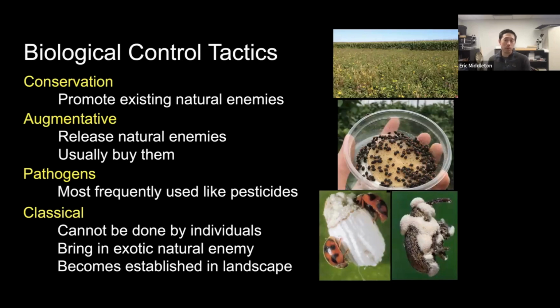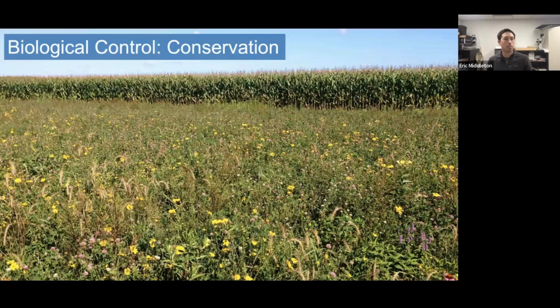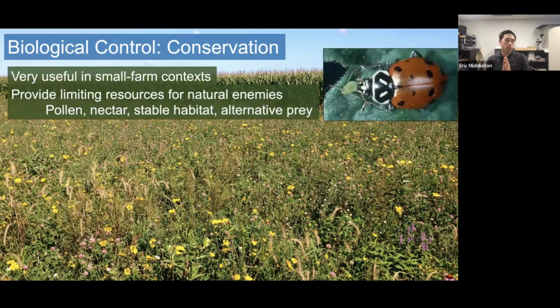But some of the ones that are going to be most useful, oftentimes for more small-scale diversified farmers, are things like biological control. This is something I did my PhD research on, and I think it's a particularly interesting one. Conservation biological control is very useful in these small farm contexts. Basically, you're providing resources that these beneficial organisms, these predators, parasitoids, and even pollinators, need to survive in the landscape. That's providing them with pollen, with nectar, with a stable source of habitat or a source of alternative prey.